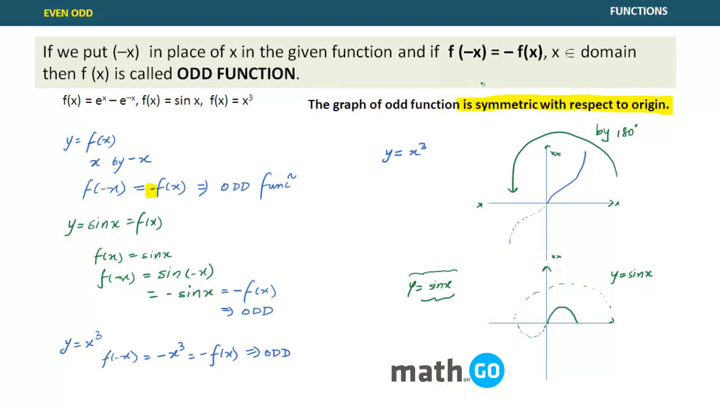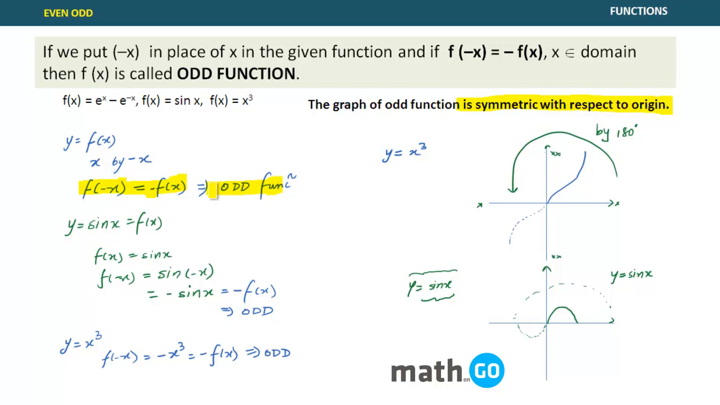Though IIT JEE Mains do not ask questions which involve too much of graphs, so we can actually leave this component if you are not very familiar with this concept. Otherwise, people who know how to use this, fabulous. They don't even have to worry about what is even and odd. Otherwise, people who are new to odd and even, just go about the basic definition: f(-x) is equal to minus f(x) for odd, and f(-x) is equal to f(x) for an even function.